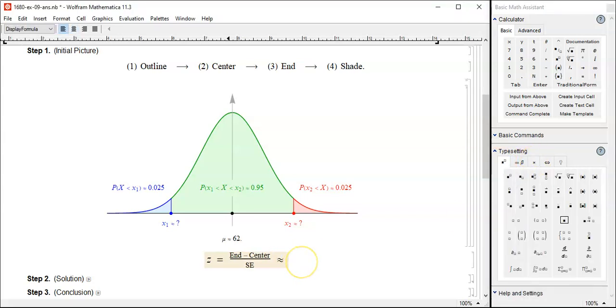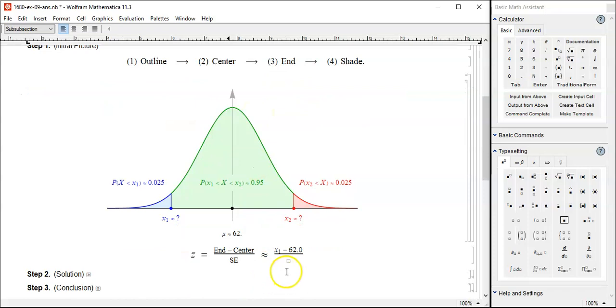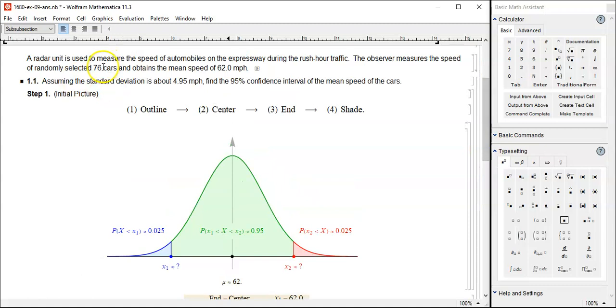Okay, that's a little bit better. We have n, and we have two endpoints. The left-hand side endpoint is what I'm going to select, and then divided by the standard error. The standard deviation is considered to be 4.95, so standard error is the standard deviation, 4.95, over the square root of n, which in this case is 76. Do you recognize? 76 cars.